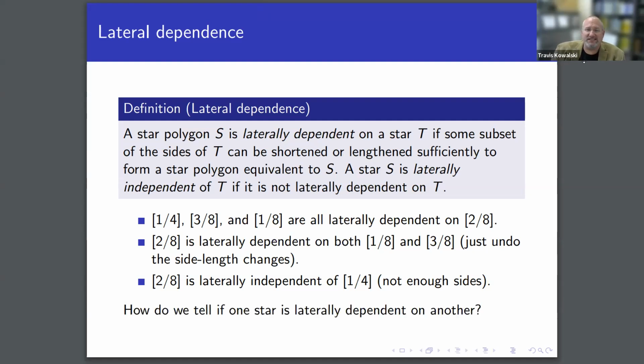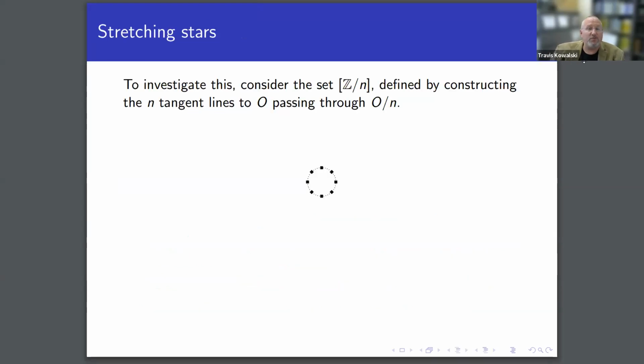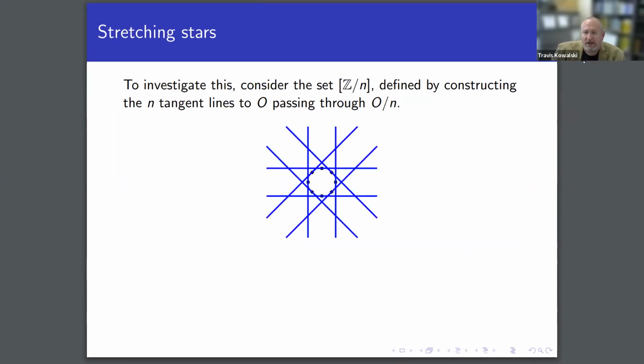So one question to ask is, how do you tell if one star is laterally dependent on another? There's a way to answer this question pretty easily, and we'll do this by a thought experiment. Imagine taking the set of nth roots of unity, and through each one of those roots, draw a line tangent to the unit circle. So the tangent through the point 1, the tangent through the point 2 pi j over n, the tangent through the point 2 pi j over 2n, on down the line.